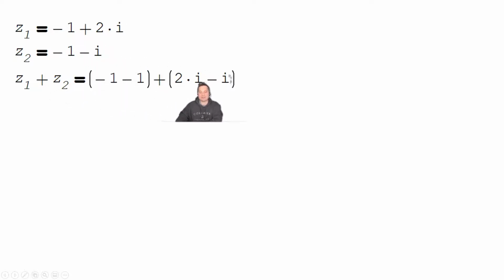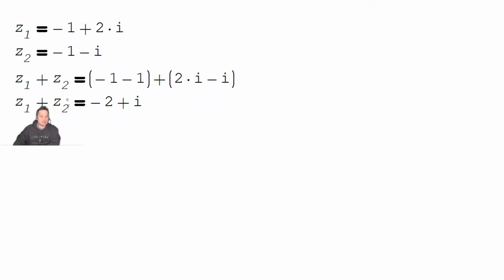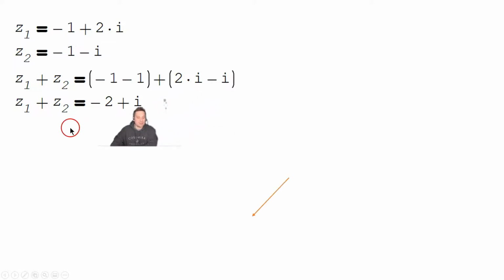That comes over here into this position. Then you combine like terms the normal way. So it's going to tell you that z sub 1 plus z sub 2 equals negative 2 plus 1i. That's it. The reason is negative 1 minus 1 is negative 2. 2i minus i is just 1i. That's it. Now after that, I'm going to visualize the addition process.